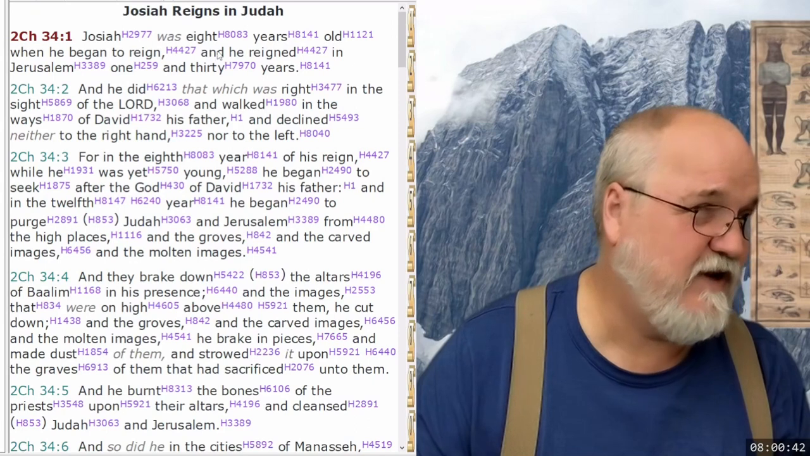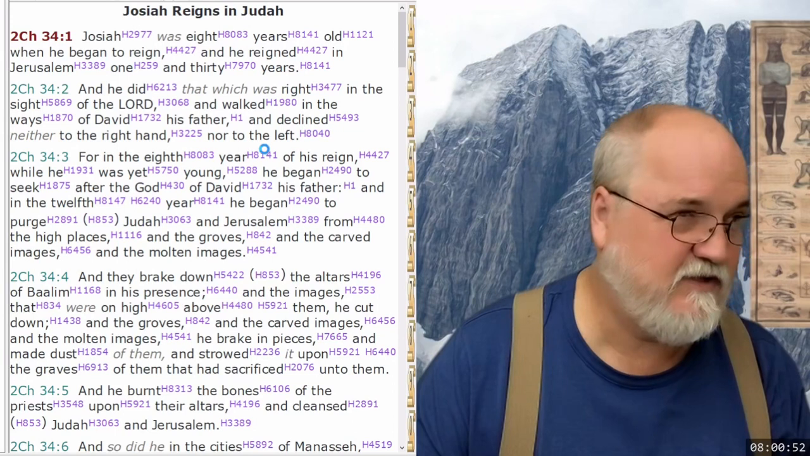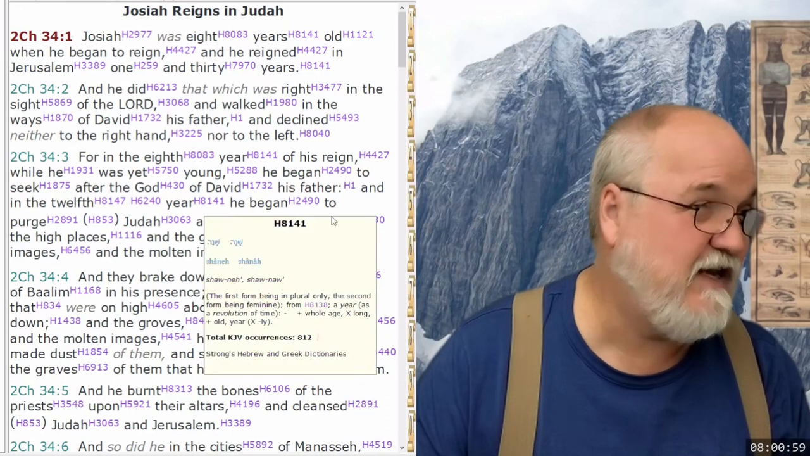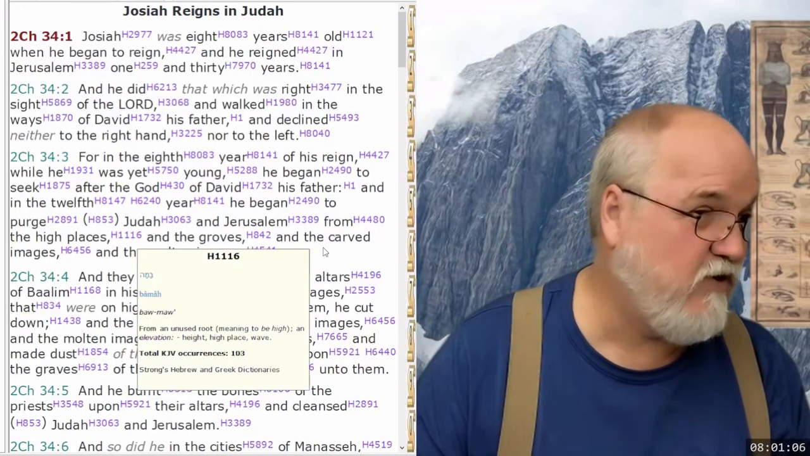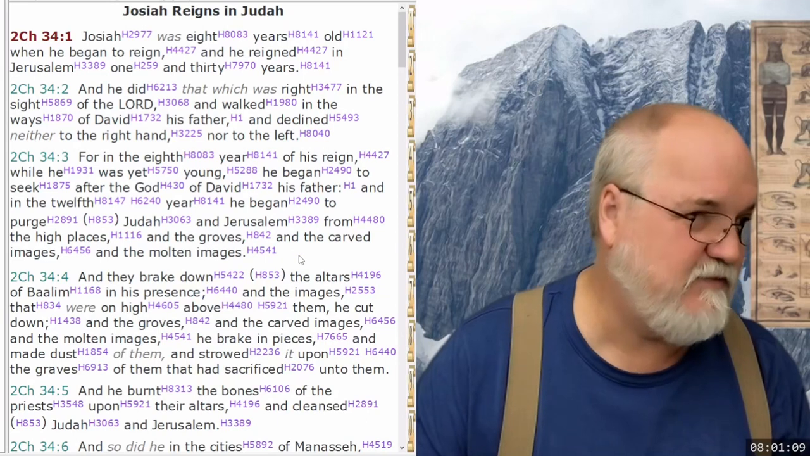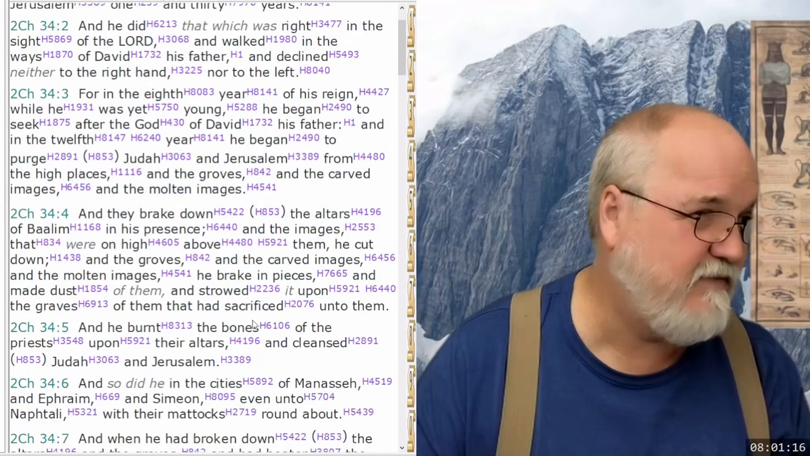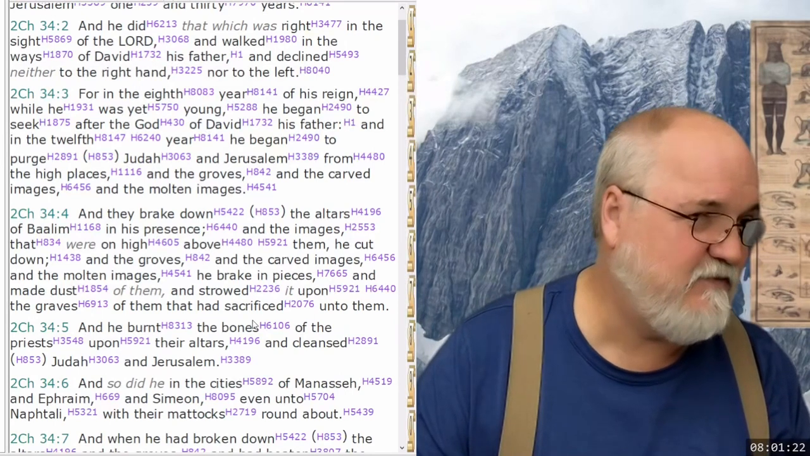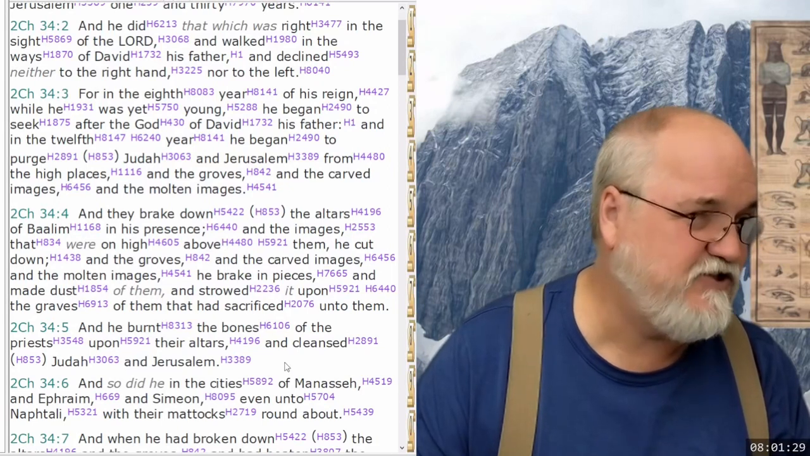"Josiah was eight years old when he began to reign, and he reigned in Jerusalem thirty and one years. And he did that which was right in the sight of the Lord, and walked in the ways of David his father, and declined neither to the right hand nor to the left. For in the eighth year of his reign, while he was yet young, he began to seek after the God of David his father. And in the twelfth year he began to purge Judah and Jerusalem from the high places and the groves, and the carved images and the molten images. And they brake down the altars of Baalim in his presence, and the images that were on high above them he cut down, and the groves and the carved images and the molten images he brake in pieces, and made dust of them, and strewed it upon the graves of them that had sacrificed unto them. And he burnt the bones of the priests upon their altars, and cleansed Judah and Jerusalem."